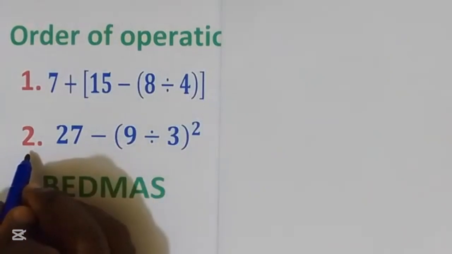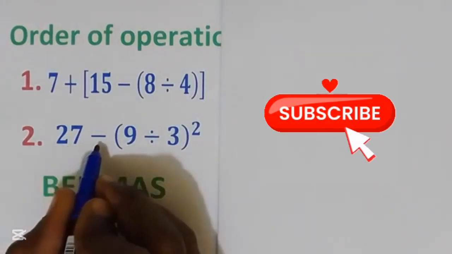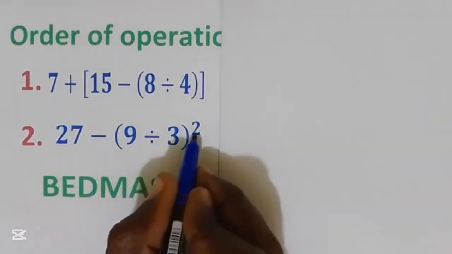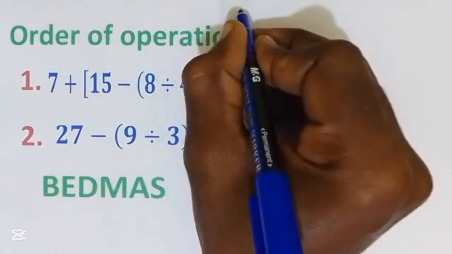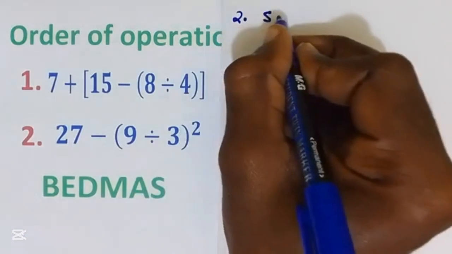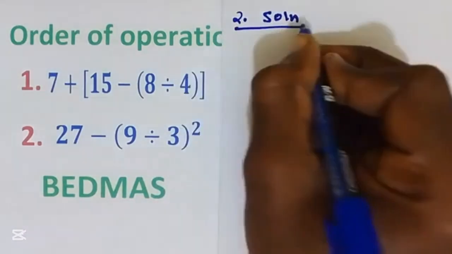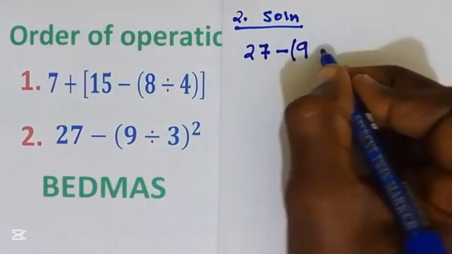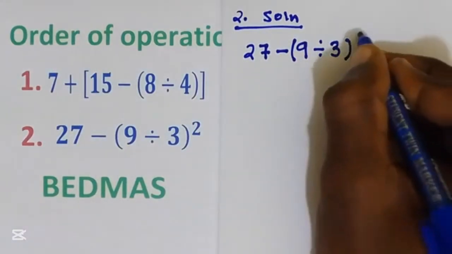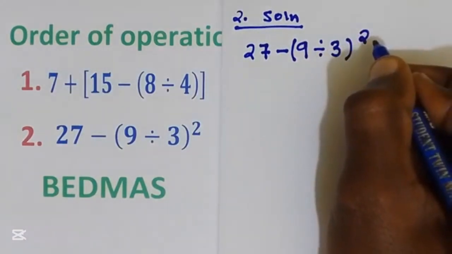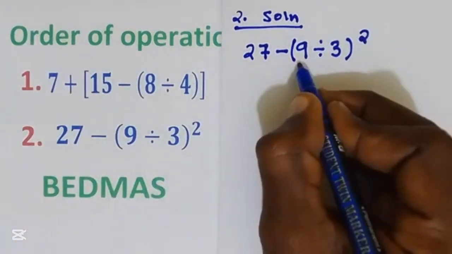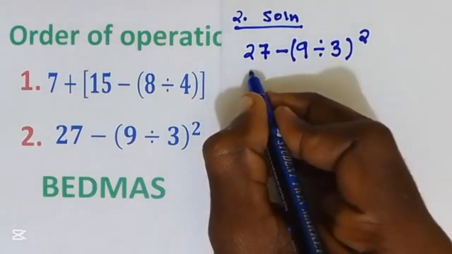Let us do question number 2. We have 27 minus, in the bracket, 9 divided by 3, in the bracket, square. According to BEDMAS, we are going to start with the bracket. So we are going to work in the bracket first. So we drop the rest.